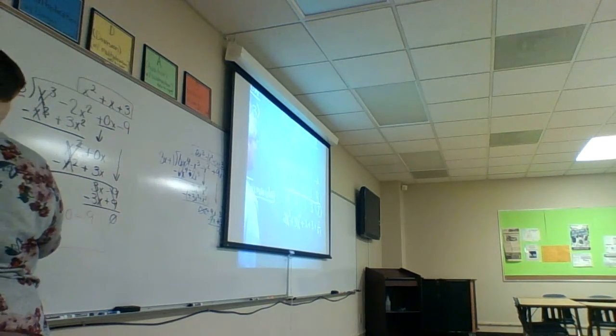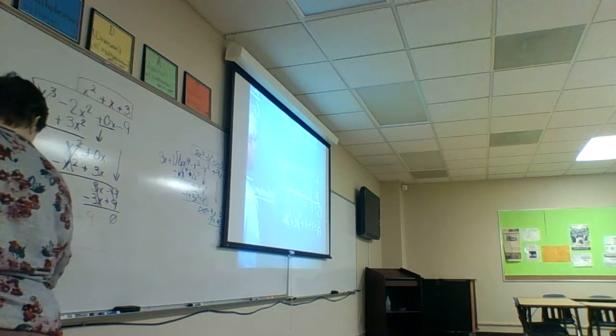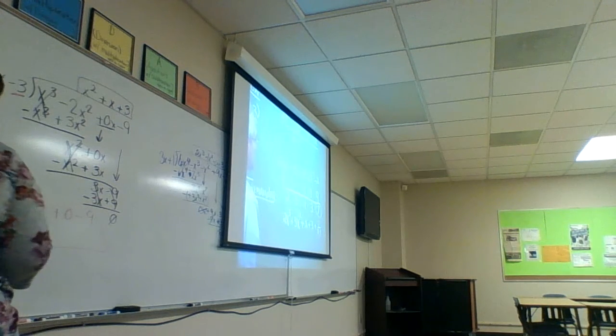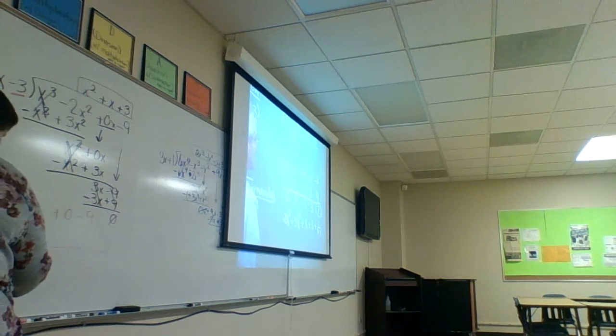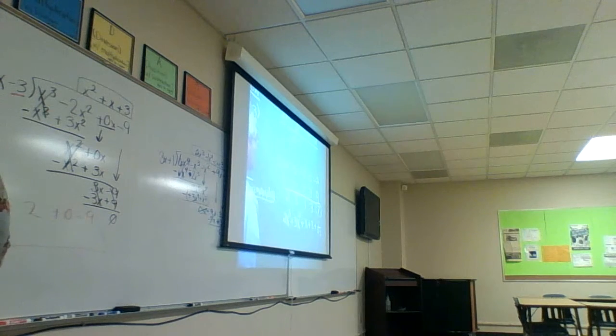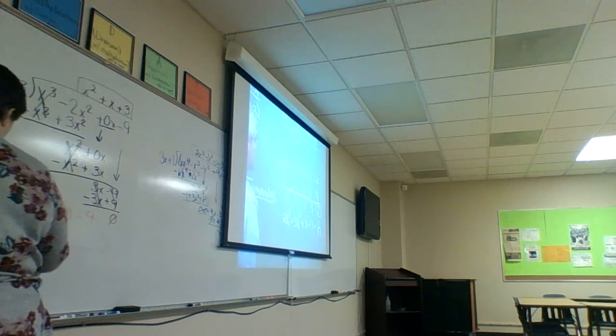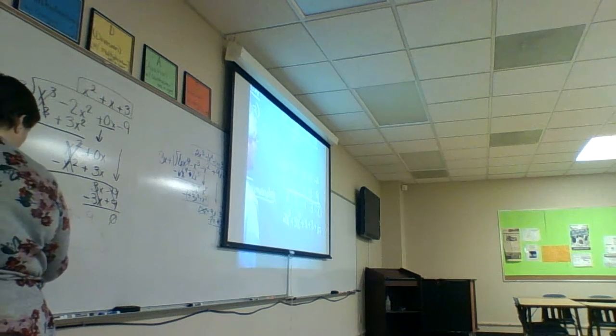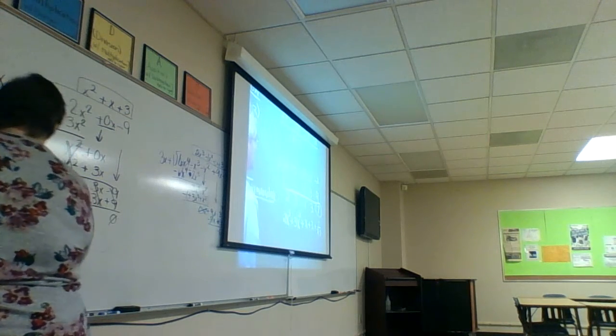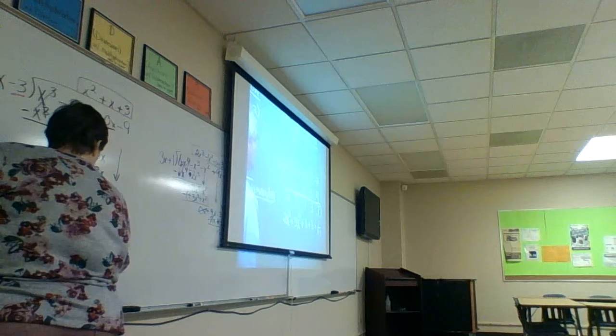Let's do this one. I have 3, I've got a 1, a -2, a 0, and a -9. The first thing I do is bring down the very first number here, so 1. Then I multiply and add, multiply and add, multiply and add until I'm completely done. So 3 times 1 is 3. Add these two: -2 plus 3 is 1. Multiply these two: 3 times 1 is 3. Add these two: 0 plus 3 is 3. Multiply these two: 9.